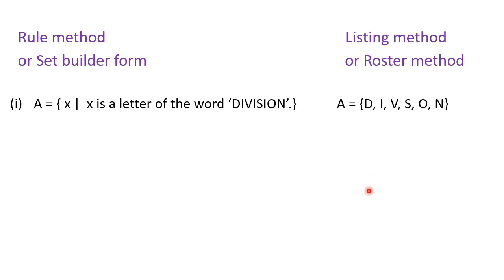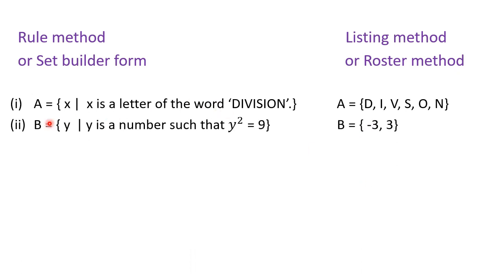Let us go for the second example now. B is a set of all y such that y is a number such that y squared is equal to 9. So y squared is 9. So what is the value of y? 9 is the square of what? 9 is the square of 3. But not only plus 3, it is the square of minus 3 also. So every square has two square roots. One is positive and the other is negative. So while writing this in the listing method, don't write only plus 3. You have to consider minus 3 also. So B, you are going to write like this. Inside the curly bracket, minus 3 and then plus 3.